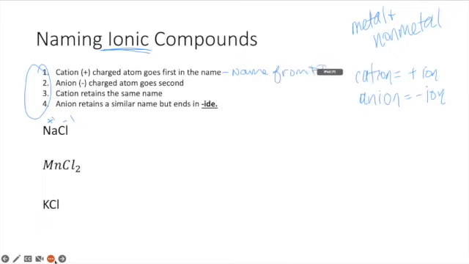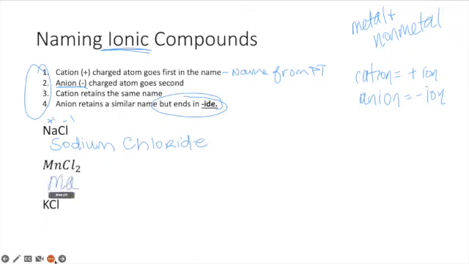PT for periodic table. So Na, if we were to go to our periodic table, is sodium. Now, the anion, the negatively charged one on the right, goes second, except it's ending in "ide." So chlorine now becomes chloride. If we were to look at this MnCl2, Mn is manganese. I always have to search for it on the periodic table and double check myself that it's not magnesium. So manganese.